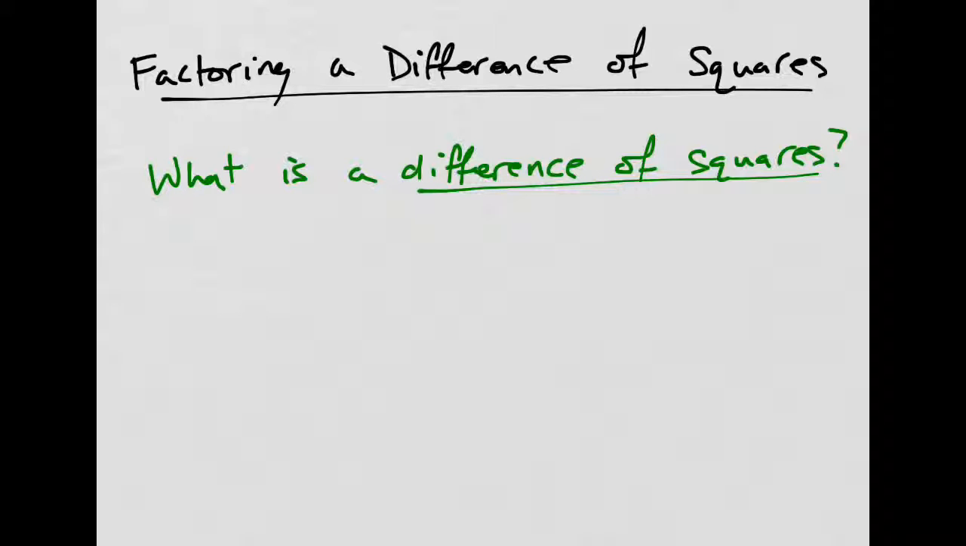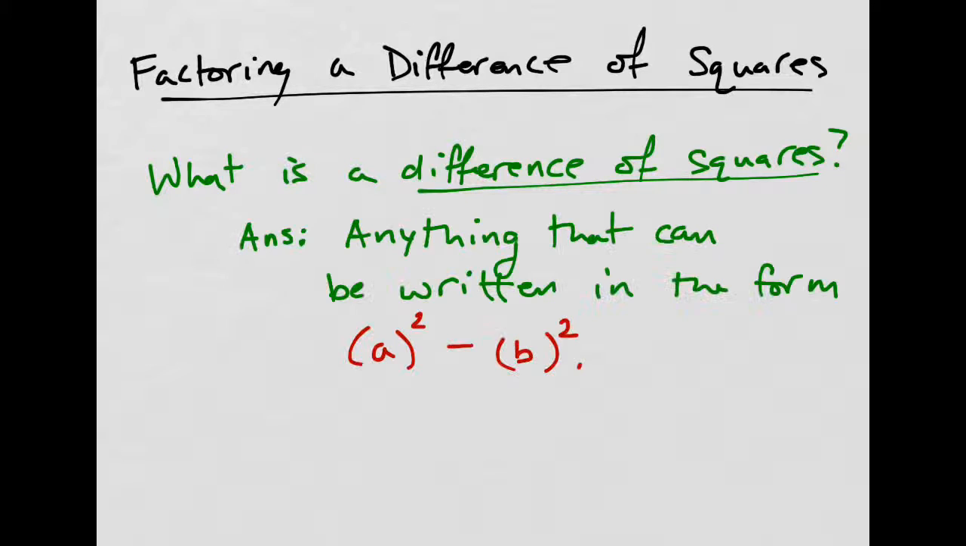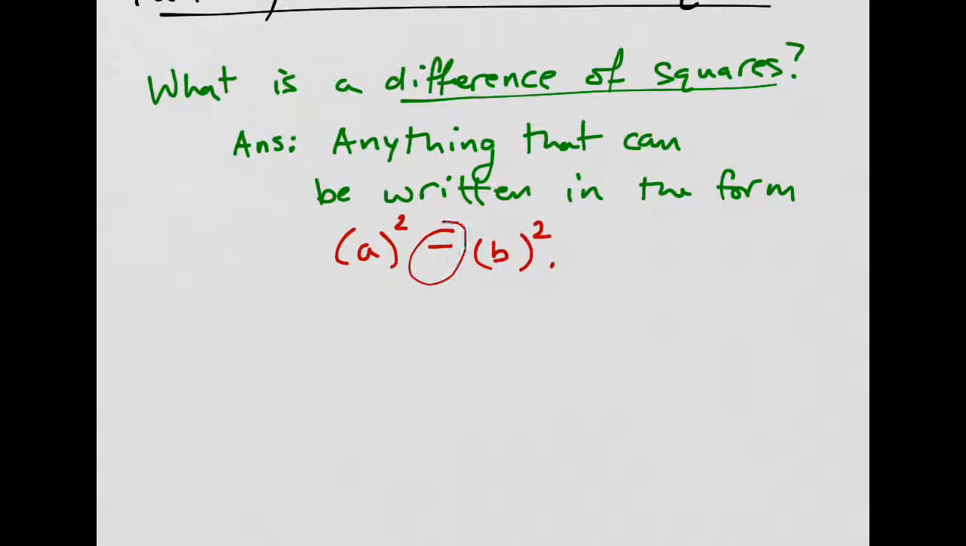Well, a difference of squares is any two perfect squares subtracted with a subtraction sign in the middle. That's all you'll have. Anything that can be written in the form a squared minus, it's important that it's minus, b squared. Note, if this is a plus, you can't do anything.